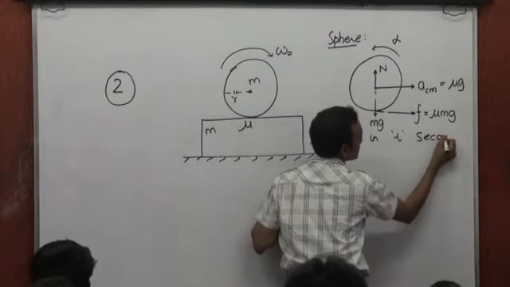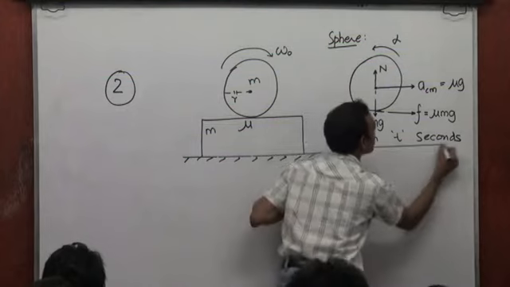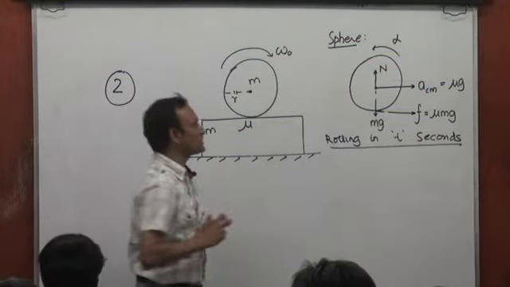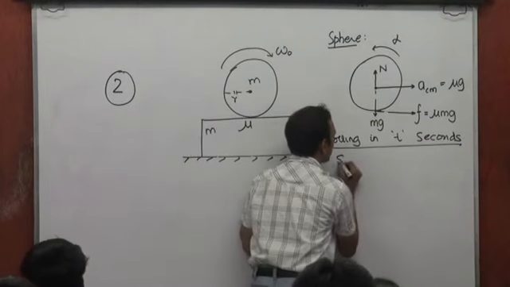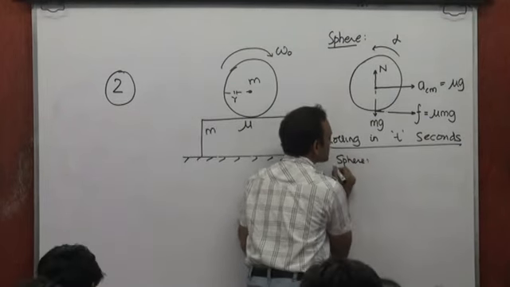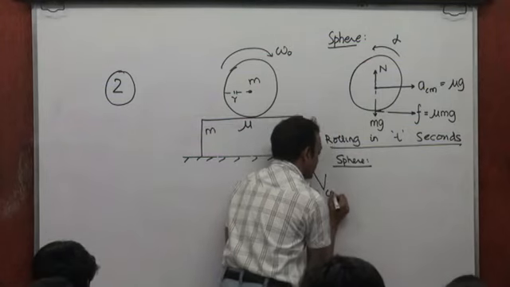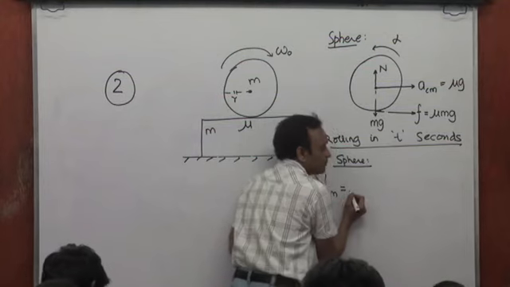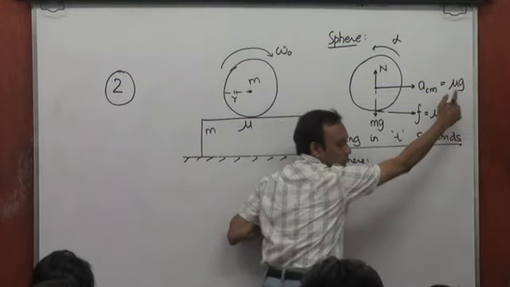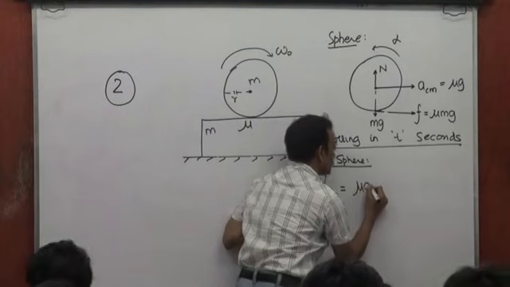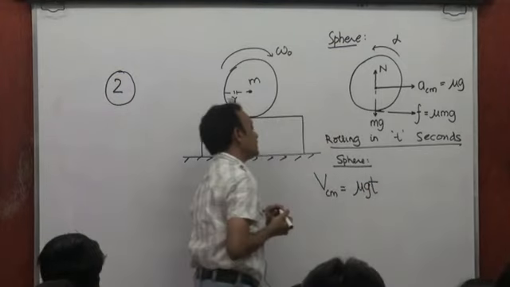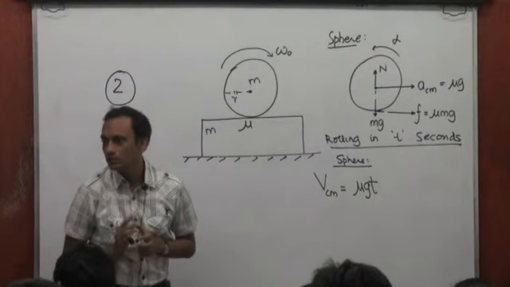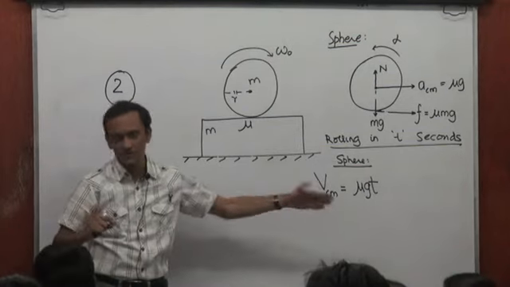In t seconds, the velocity of the center of mass of the sphere is going to be the initial velocity of the center of mass, which is 0, plus at, which is mu g t. Mu g t would be the velocity of the center of mass of the sphere t seconds later. Clear? V is u plus at.